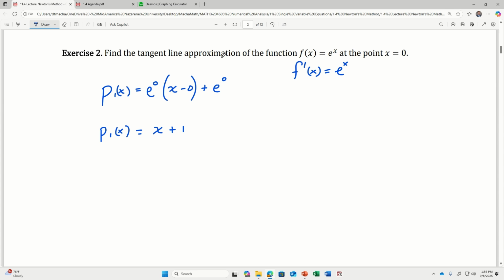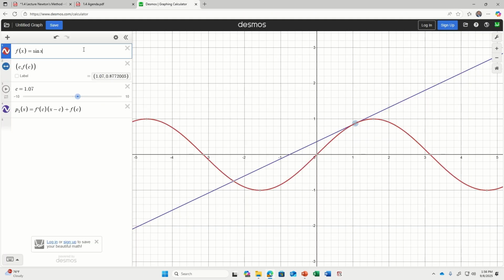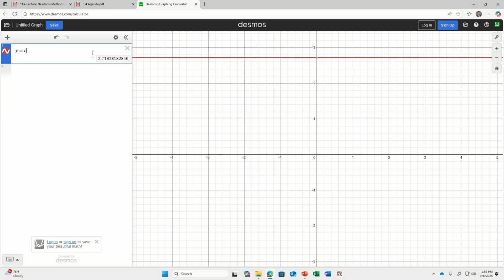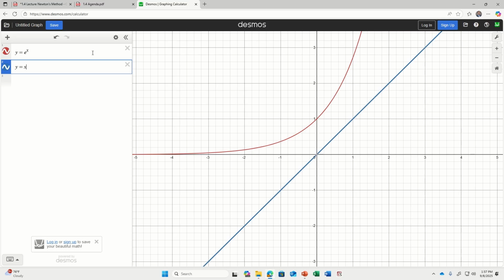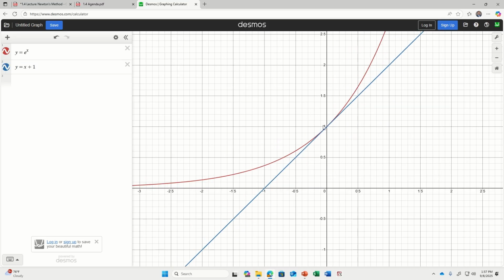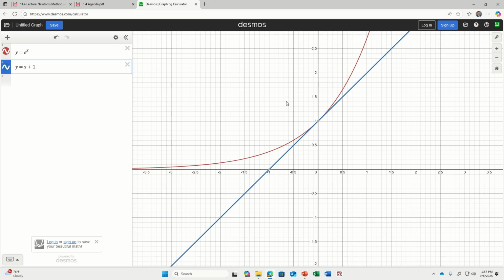And then you check your answer. You go over here and say, what if my function is y equals e to the x? Then the tangent line should be x plus 1. And that's how you check. Visually, you can tell that's a tangent line. Perfect.